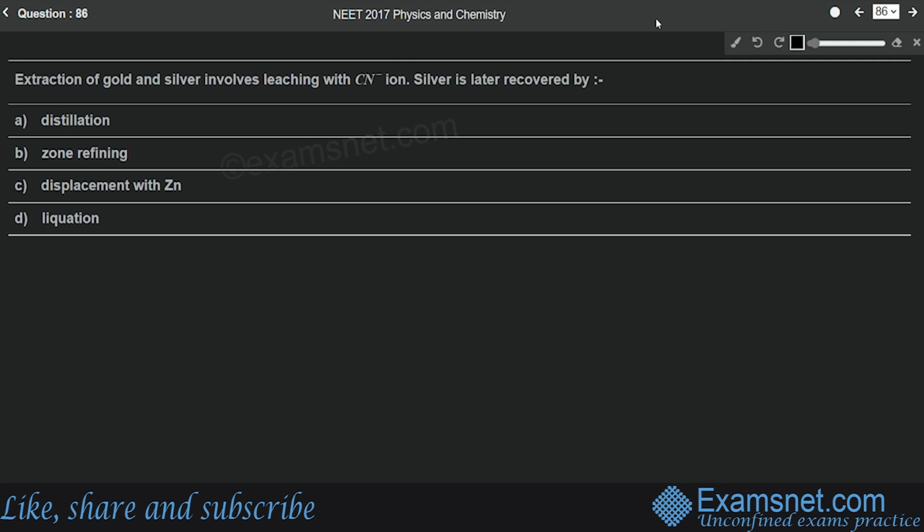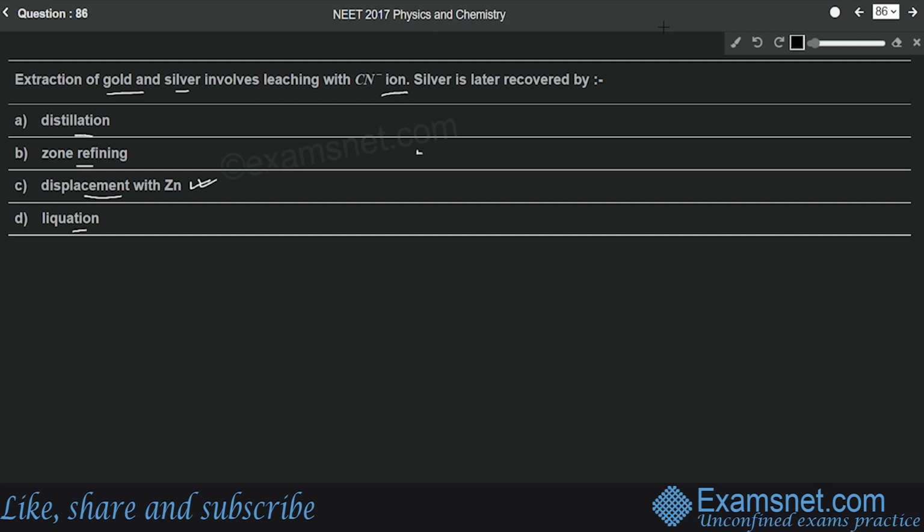Question number 86 is from the chapter General Principles and Processes of Isolation of Elements, and the question is, extraction of gold and silver involves leaching with cyanide ion. Silver is later recovered by. Options are distillation, zone refining, displacement with zinc, and liquation. And the correct option is option number C, that is displacement with zinc.